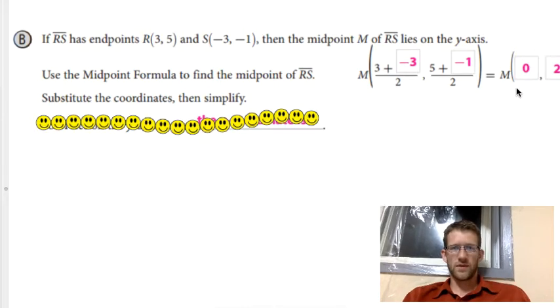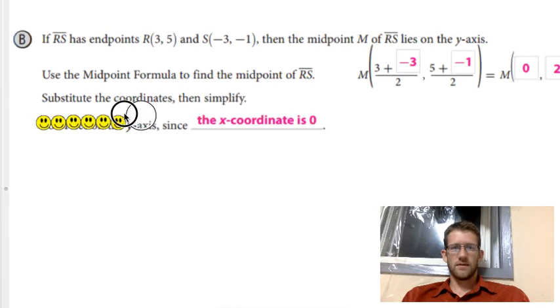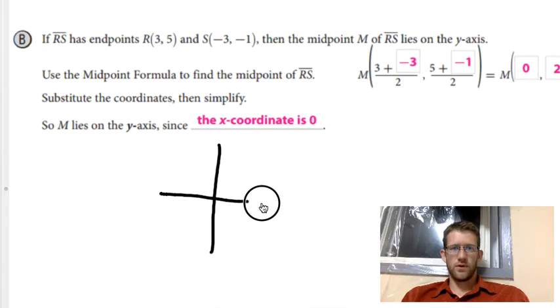So hopefully you got the midpoint being coordinates at 0, 2. Is 0, 2 on the y-axis? Yes, the x-coordinate is 0, therefore it's on the y-axis. If we were to graph this out, in my fancy graph, 1, 2, 3, 4, 5.